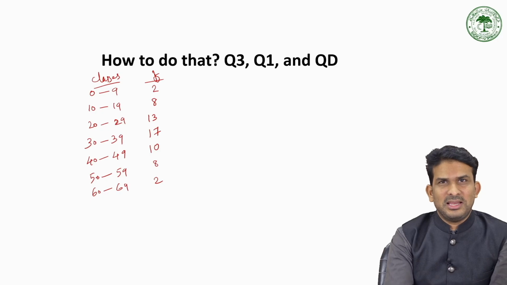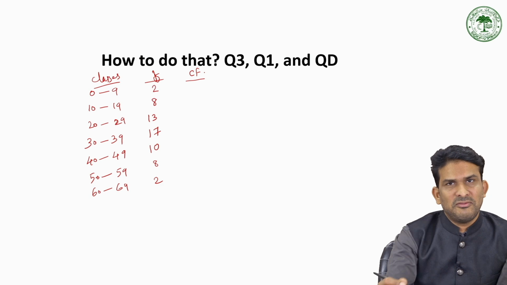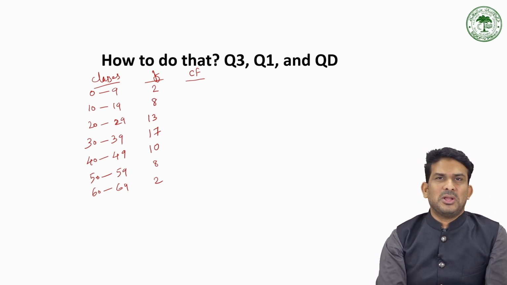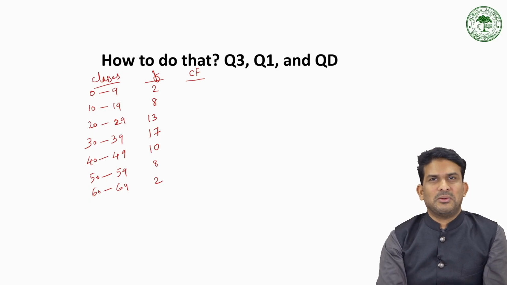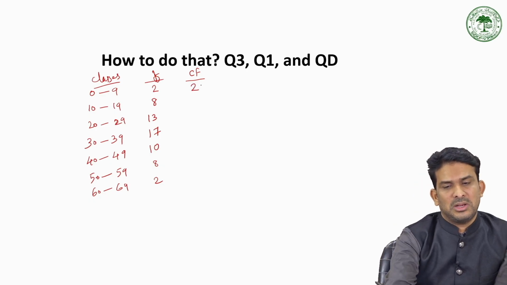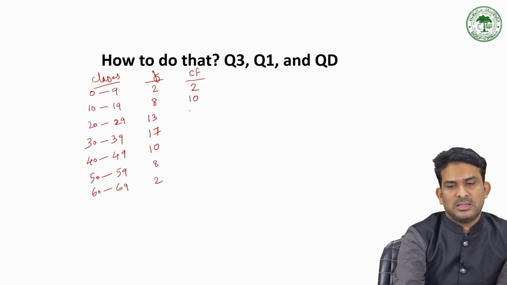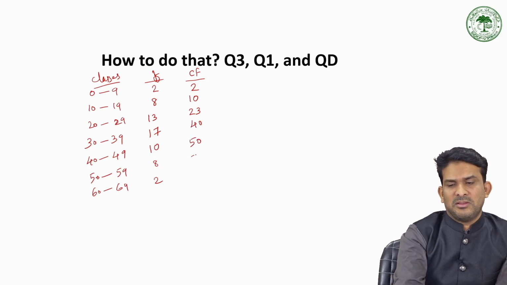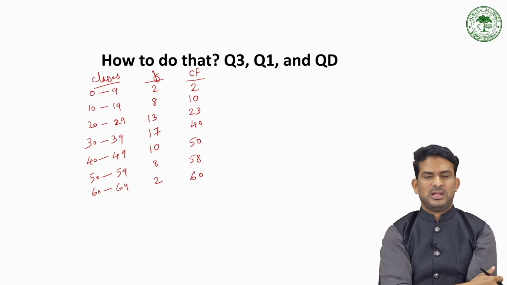So what do we do exactly for this? Initially we go for cumulative frequency. This is the first stage that we have to do as a part of quartile deviation calculation, right? 0 to 9, 2, so cumulative frequency is 2 only. 10 to 19, it is 8, so the previous frequency we have to add, it is 10. This is 23. This is 40. This is 50, 58, 60. I got the cumulative frequencies accordingly.